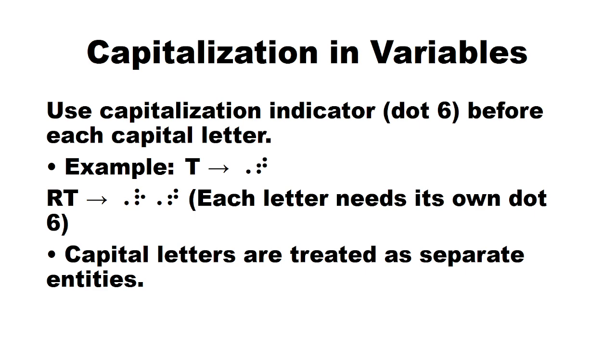And say we have capital R, capital T, we need to put dot 6 R and then dot 6 T. So each letter needs its own dot 6 because these capital letters are treated as separate entities. No? So each letter needs to have its own dot 6. Again, each letter should have its own dot 6 preceding it. I hope that's clear.